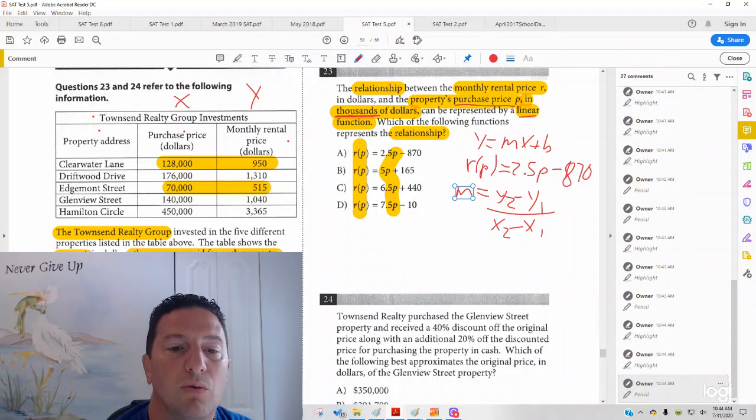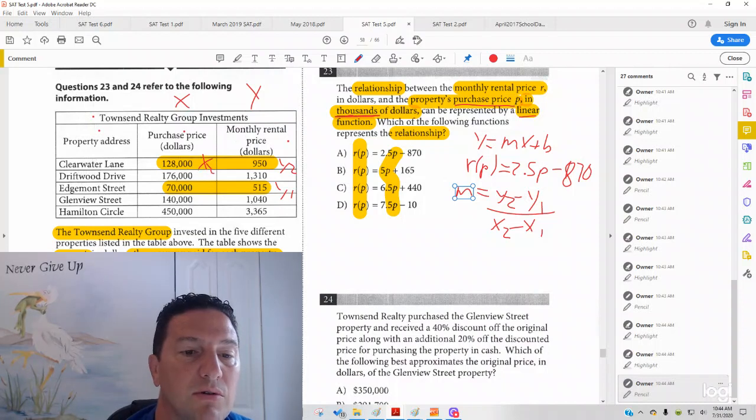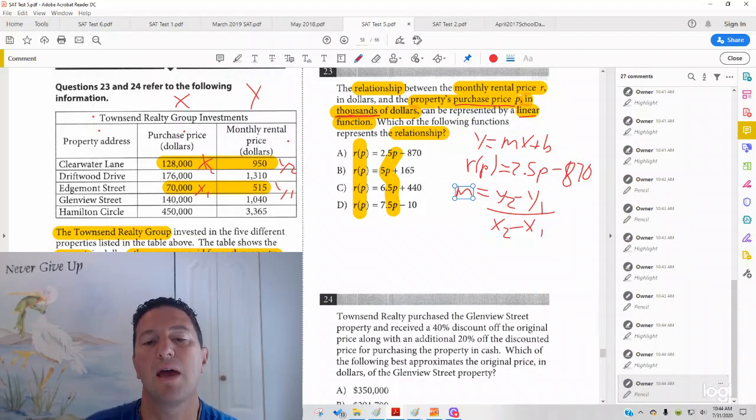And so I'm going to use this as y2, y1. I'm going to use this as x2 and x1, and it's not a bad idea to label it like that, just to make sure you don't make a mistake.